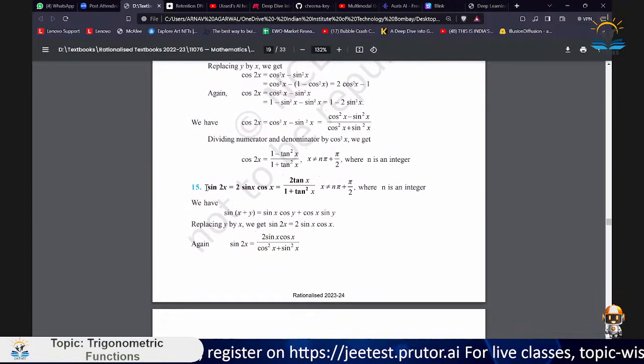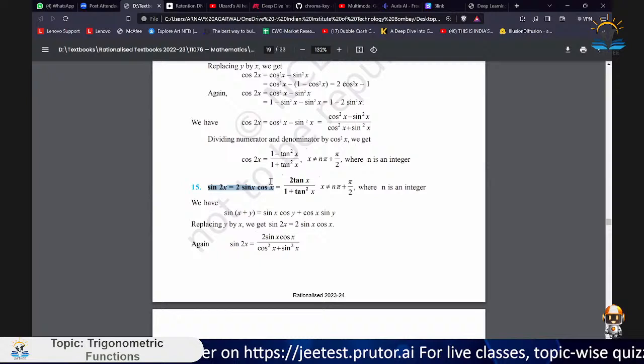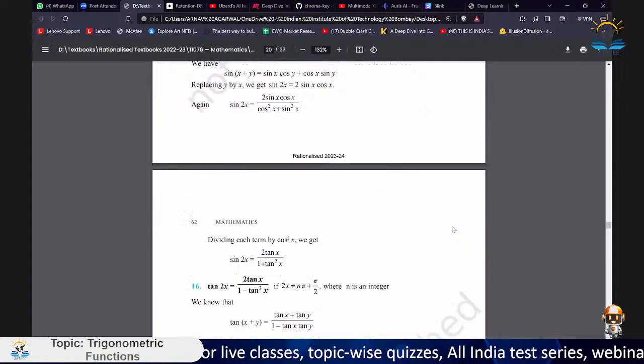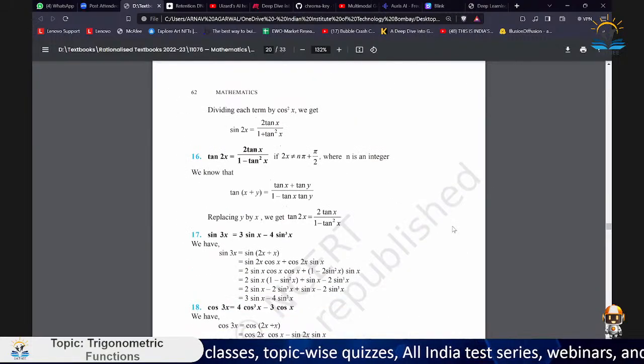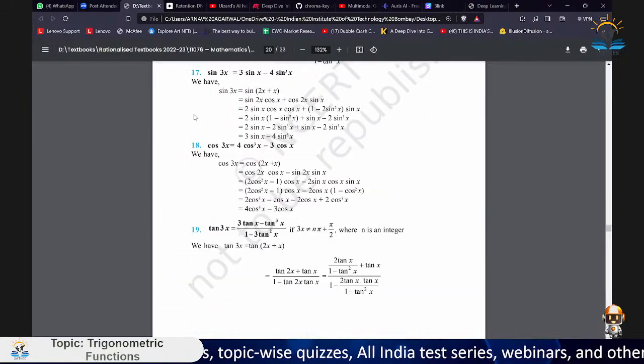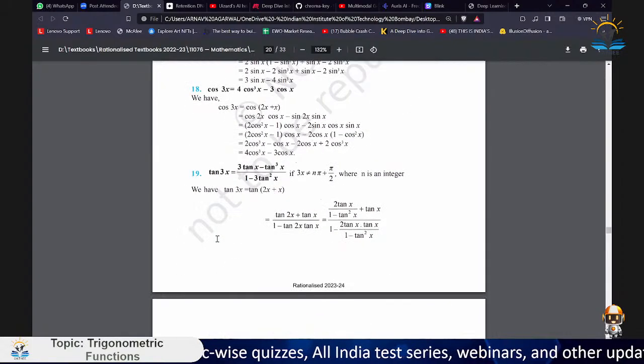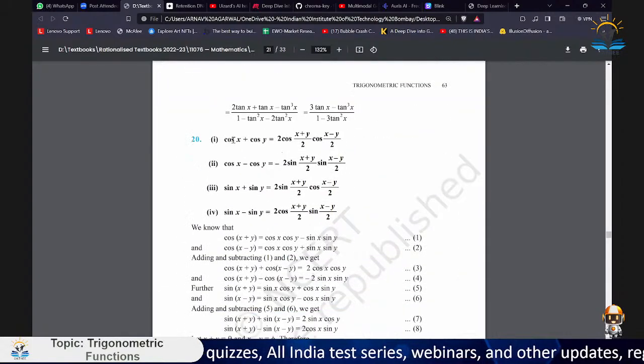You can similarly use this identity: sin 2x is equal to 2 sin x cos x, which is equal to 2 tan x upon 1 plus tan square x. See, these properties are really very important, and I hope you remember this. Similarly, we can define sin 3x, cos 3x, tan 3x, and this too.